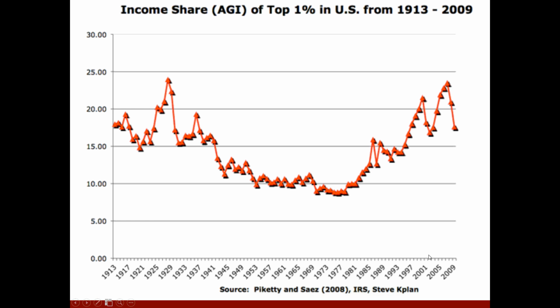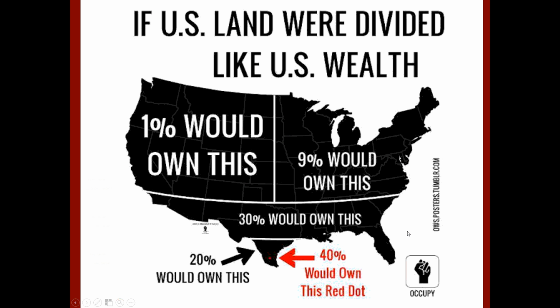This is a chart over most of the 20th century, and the early part of this century. And again, you can see the pattern. Very high in the 1920s, and then it drops and rises again in the early 2000s. This is just a graphic that will illustrate the kind of division of wealth that we face now. The bottom 40% would own as much as this red dot. 1% would own this. If you add to that the next 9%, 10% of the country would own this much, if land were wealth.